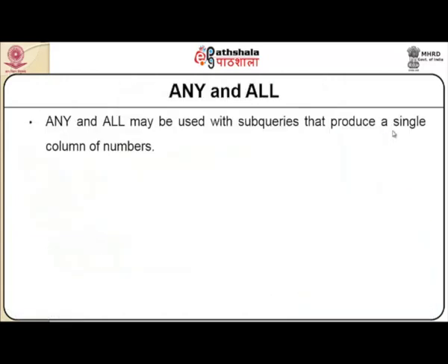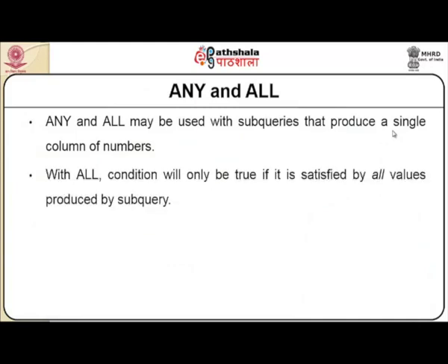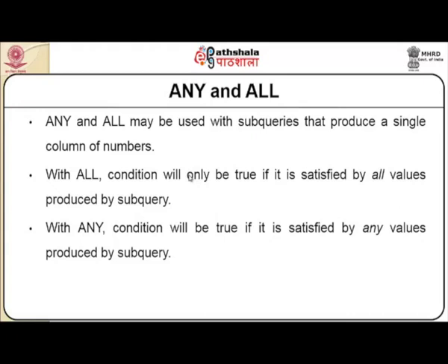Now we will be looking at the operators ANY and ALL. ANY and ALL may be used with subqueries that produce a single column of numbers. With ALL, the condition will only be true if it is satisfied by all values produced by the subquery, whereas with ANY, the condition will be true if it is satisfied by any value produced by the subquery. So that is the difference.